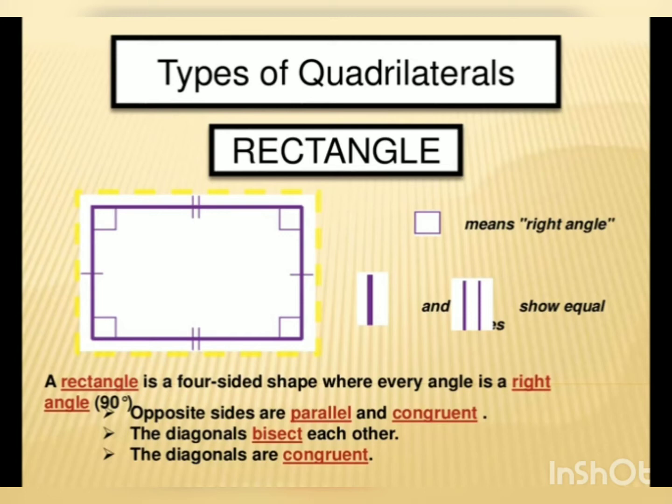For a rectangle, here you can see in the figure, it is shown with four angles which are right angles, and two opposite sides are equal to each other. The rectangle is a four-sided shape where every angle is a right angle. Opposite sides are parallel and they are congruent to each other. The diagonals bisect each other. For a rectangle, the diagonals are also congruent.